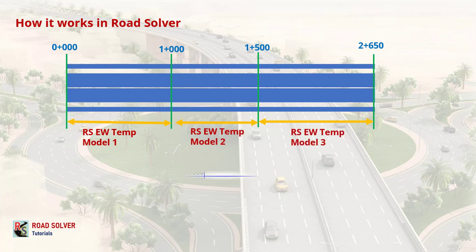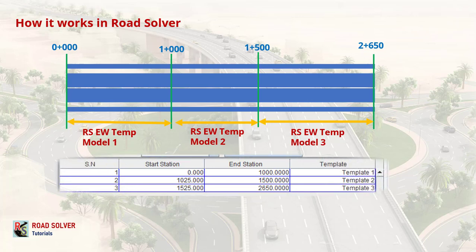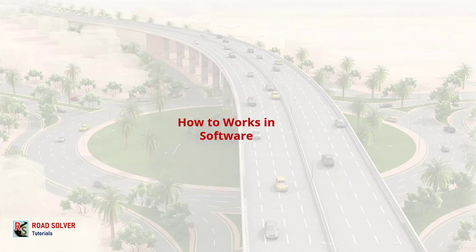So what we enter inside that panel will appear from 0 to 1000 as template model 1. Then from 1025, because 1000 is already there, 1025 to 1+500 is template 2. Then 1525 to 2650 is the third template. This is the method to insert them.